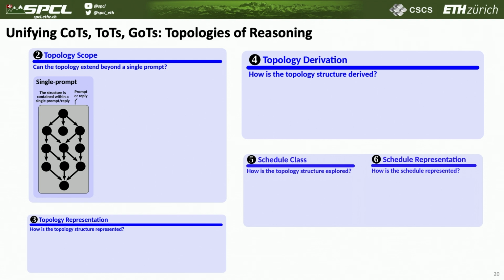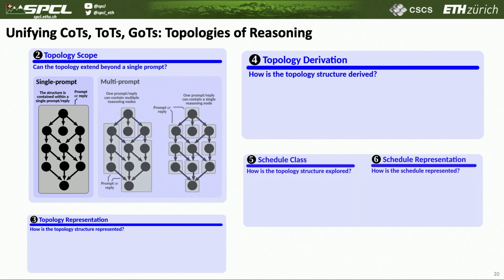Because inside your prompt, your message to the LLM, you can not only include a single thought, but you can actually include the whole structure of thoughts, and then you can combine these structures of thoughts into bigger structures, right, by talking to the LLM. So there are a lot of other corner cases and aspects of building these topologies.